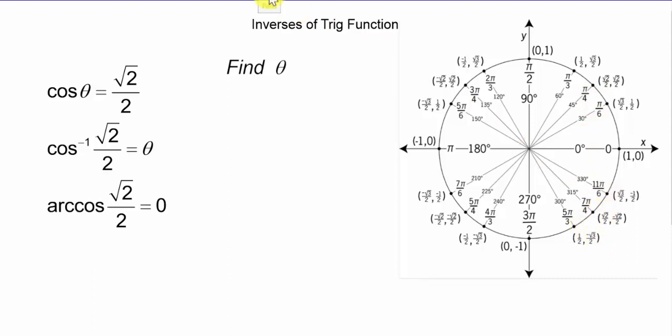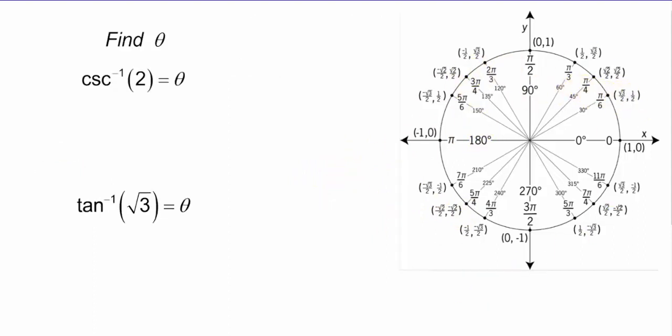Now in geometry, to solve for theta, we basically took the inverse of both sides. The inverse is also sometimes referred to as the arc. So this is inverse cosine and this is arc cosine. They're actually the same two things. But we get all these values from our unit circle.